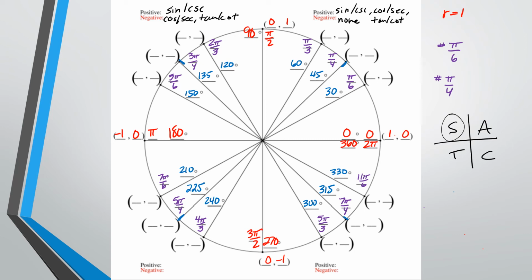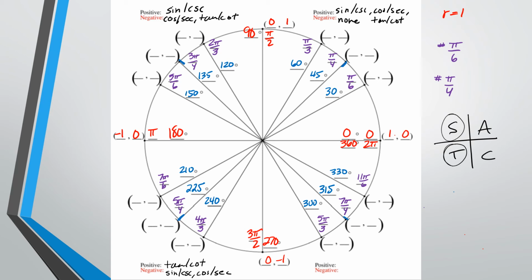Now we're going to go to quadrant 3. In quadrant 3, we have a T. That stands for tangent. So I'm going to put that tangent and cotangent are positive, and then the other 4 would be negative. So that's sine, cosecant, cosine, and secant.